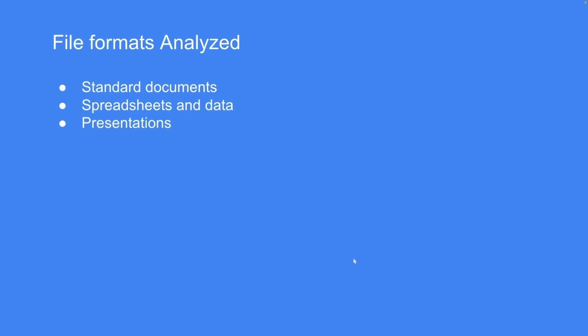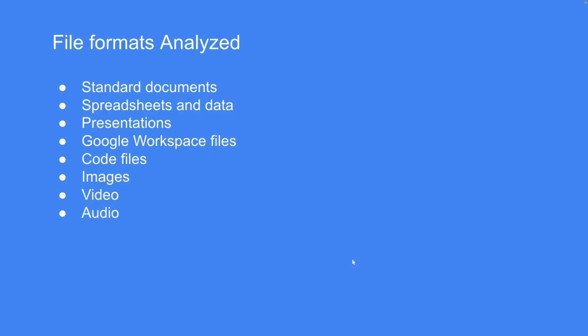The Gemini app on macOS can analyze various file formats, including standard documents: PDF, DOC, DOCX, RTF, and TXT; spreadsheets and data: XLS, XLSX, CSV, and TSV; presentations: PPTX and Google Slides; Google Workspace files: Google Docs, Sheets, and Slides; code files: PY, JS, Java, HTML, CPP, PHP, and SQL; images: JPEG/JPG, PNG, WEBP, and HEIF.